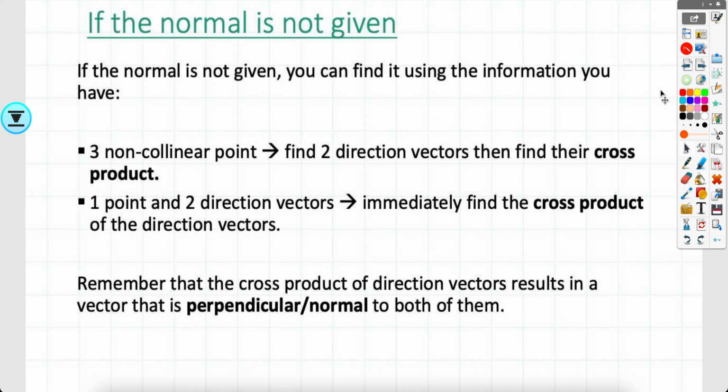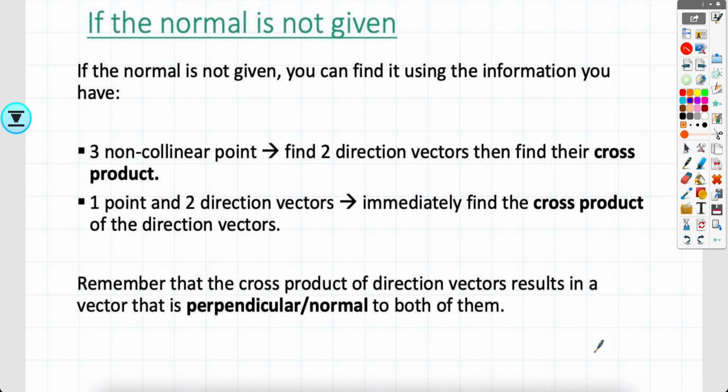Now, what if the normal is not given, but you are expected to write it in normal form, or you want to write it in normal form? You can do that by taking the 3 collinear points. If you're given the initial information as 3 collinear points, but you want the normal, what you do is you find the 2 direction vectors, like I showed you in the first example. And then you take the cross product, because remember, the cross product of two vectors results in a new vector that's perpendicular to both of them.